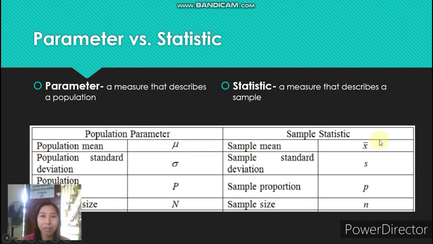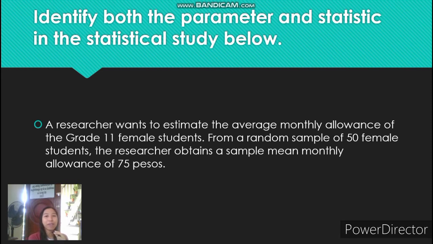You will use it in the formulas. Please remember this. Sample standard deviation is small letter S. Again, for the variance, sample variance is S squared, with a square on top. Alright? Sample proportion is small letter p. And lastly, sample size is small letter n. Okay? Remember the symbols because they are very important later in your formulas.